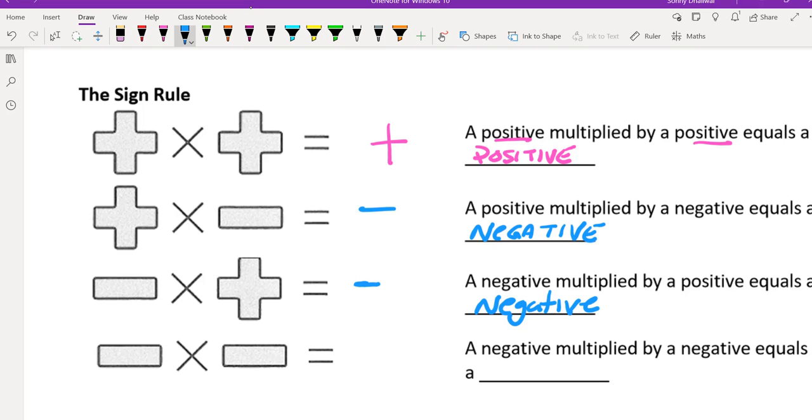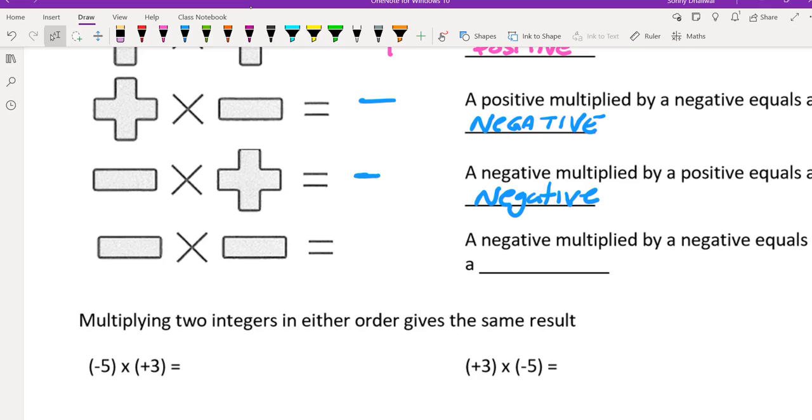Right. So notice the order doesn't matter. If you have a positive and a negative, it's always going to be negative. Doesn't matter which way those numbers are. If you have two negatives, positive. Yes, thank you. It's positive.